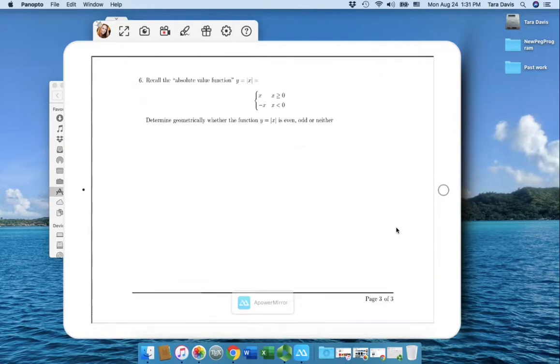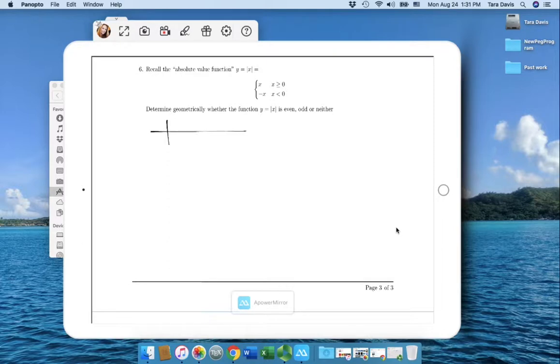Okay, so this is our last example, the absolute value function, which is a piecewise defined function. This function is equal to y equals x when x is greater than or equal to 0, and it's equal to minus x when x is less than 0. And this is a little complicated to plug into, so we're going to do this one geometrically to find out what kind of symmetry it has. So what I'm going to do, as always, is make a t-chart.